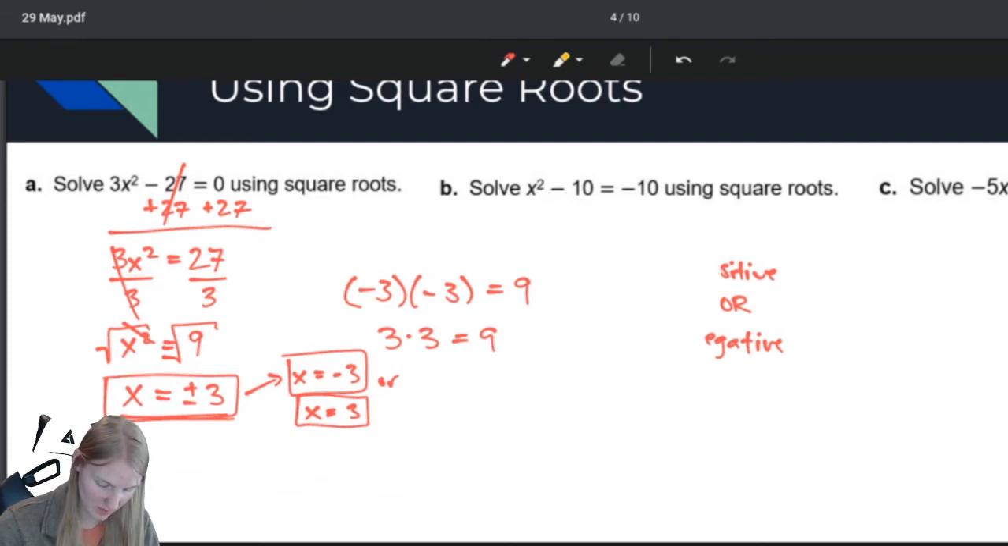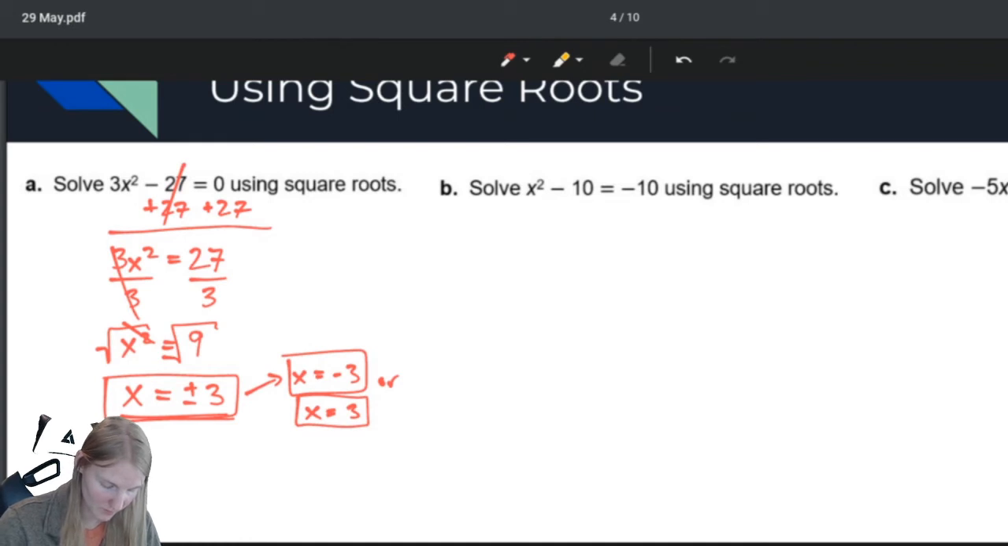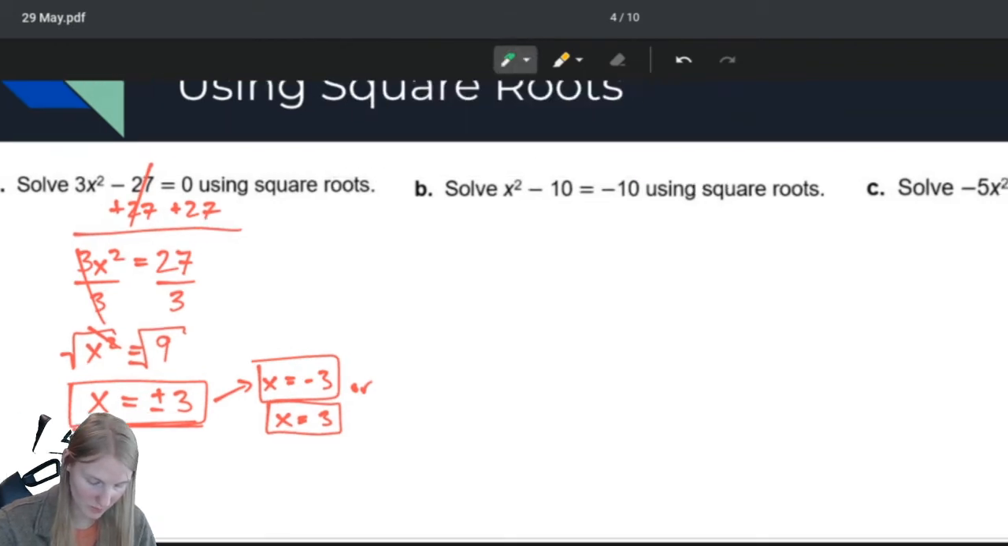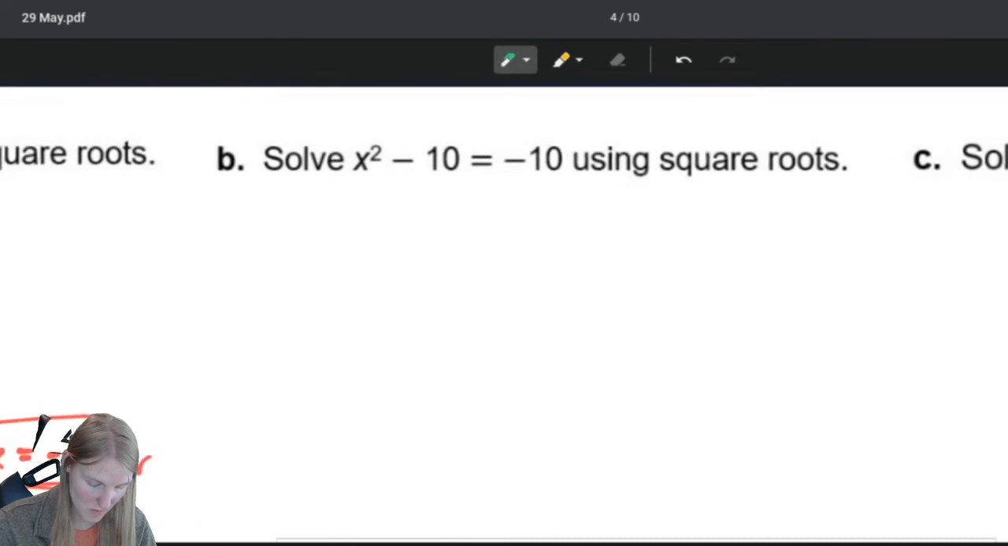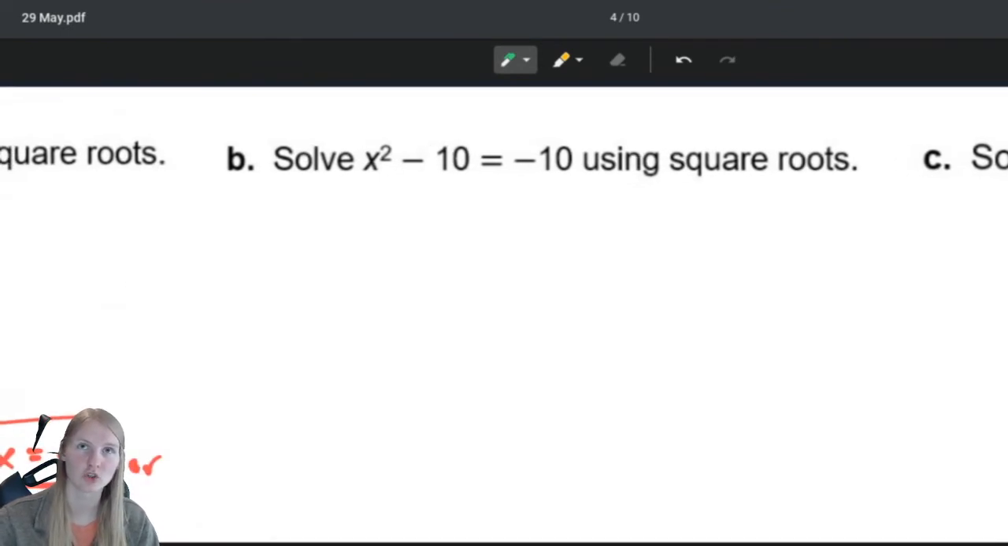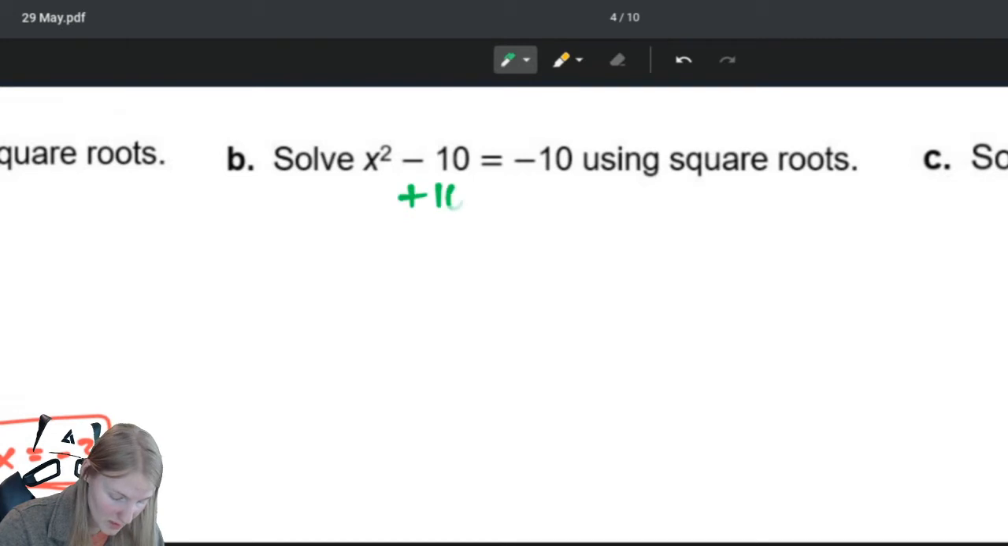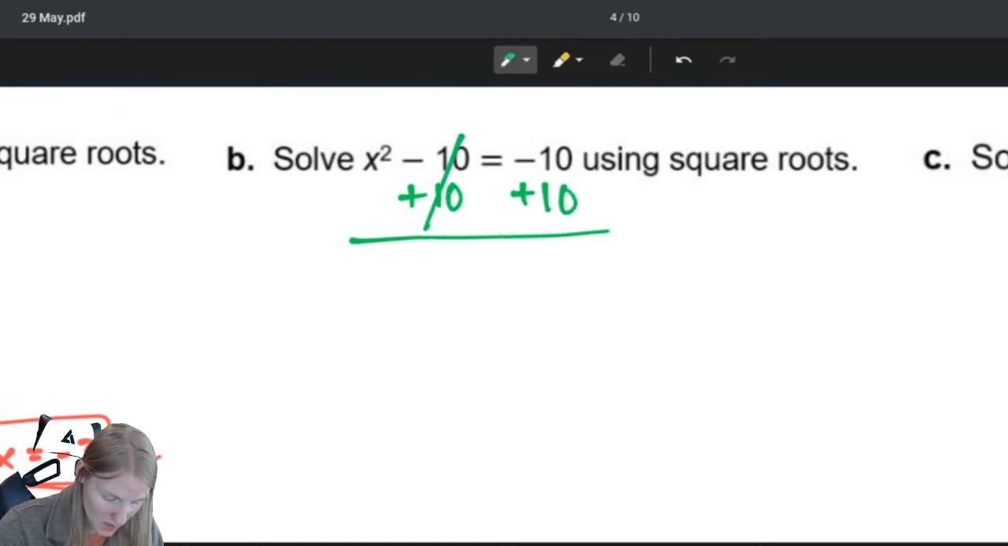I'm gonna get this out of here. Don't need it anymore. There we go. Switch to a different color, and let's move on to question B. Solve using square roots. Okay, so again, remember, we want to get x by itself. So I'm going to be adding 10 to both sides of the equation. That will give me x squared equals -10 plus 10 is 0.